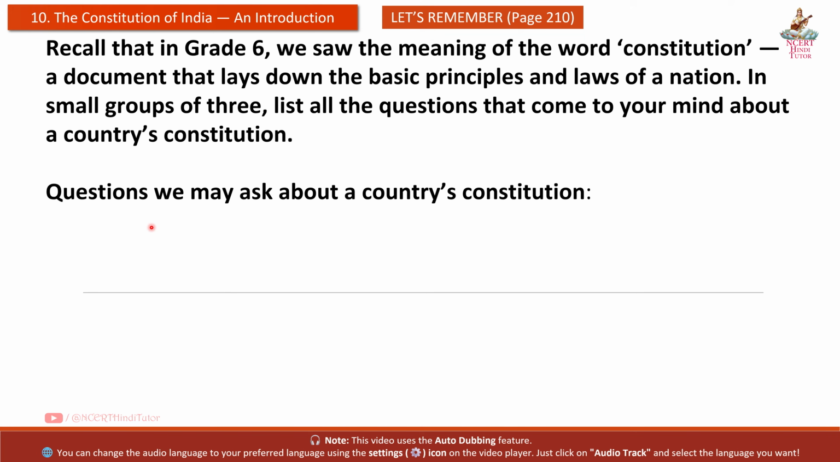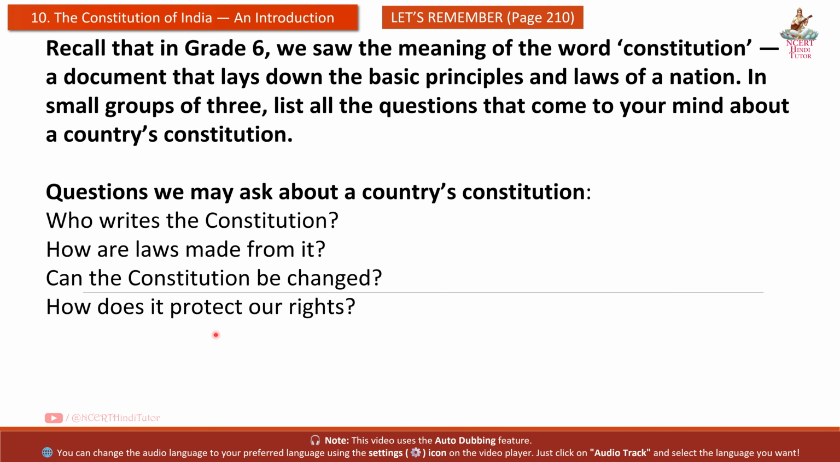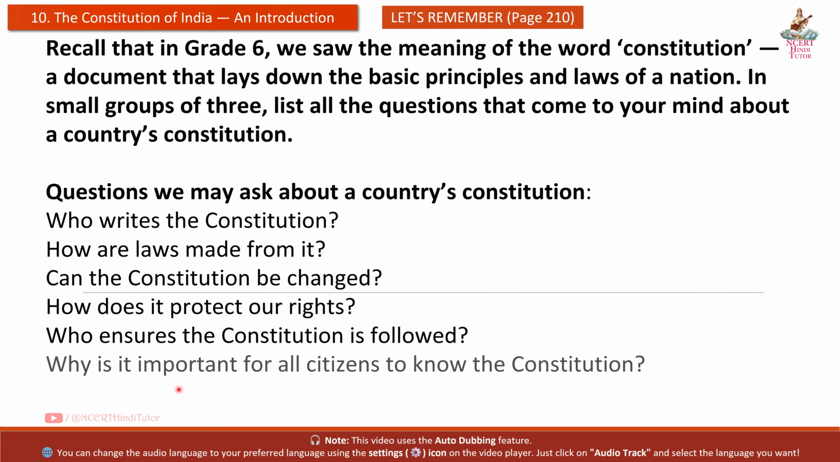Answer: Questions we may ask about a country's constitution: Who writes the constitution? How are laws made from it? Can the constitution be changed? How does it protect our rights? Who ensures the constitution is followed? Why is it important for all citizens to know the constitution?